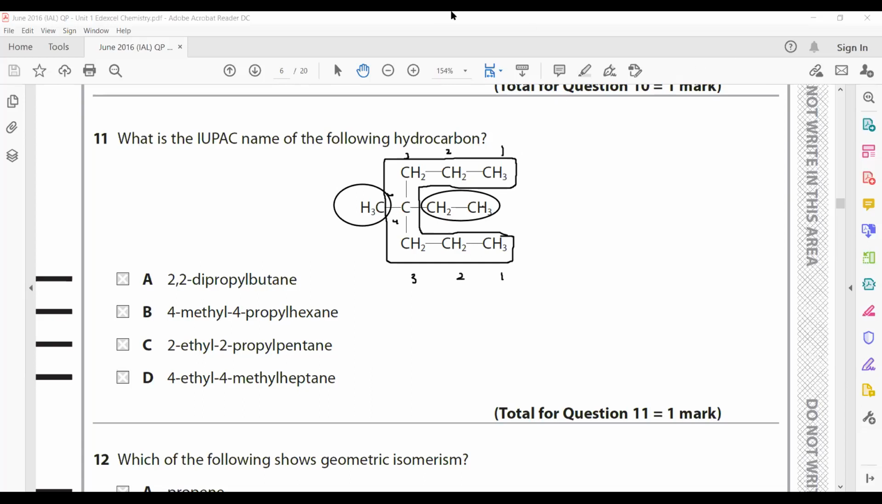So at fourth position, we have ethyl. Fourth position, we have methyl. And because there are 7 carbons, it is hept. And they have a single bond, so it is 4-ethyl-4-methylheptane. That's why D is the right answer. Is it clear? Any other doubt in MCQs? Okay, moving to the questions.